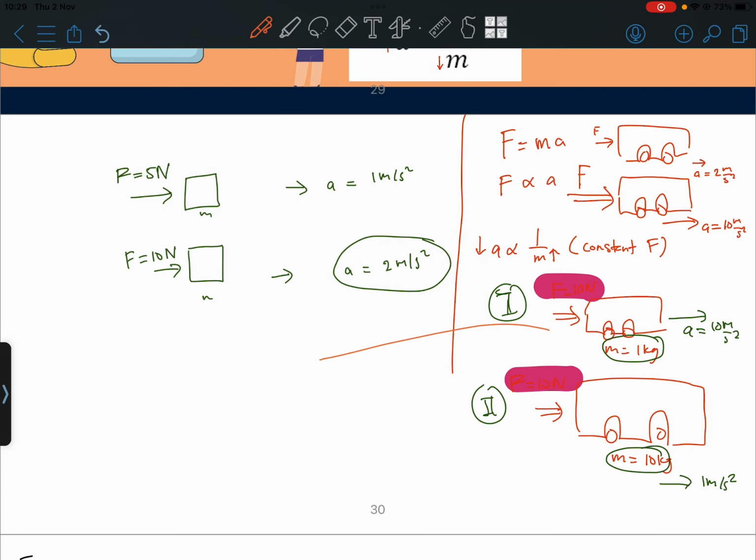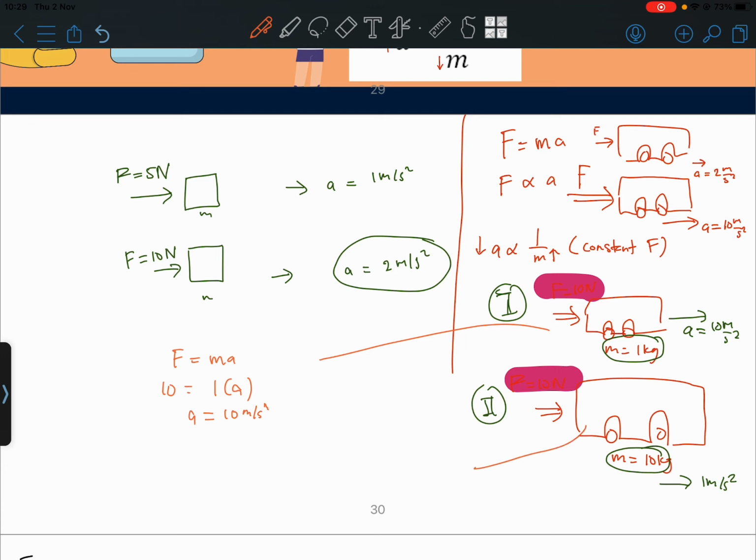So the first case, remember F equals ma. F is constant, 10 newtons. The mass is 1 kilogram, and the acceleration we want to find. So you just move the 1 to the left hand side. So 10 divided by 1 is 10 meters per second squared.